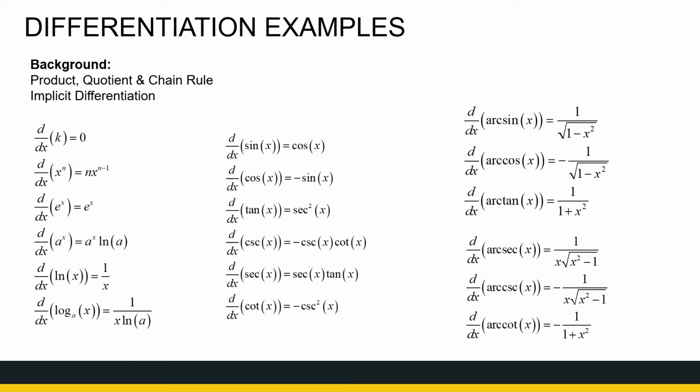Just a bit of background. By this stage, you should know the product, quotient, and chain rule for differentiation. You should know implicit differentiation. And here are all the differentiation rules and shortcuts that we are going to be using. I'm not going to use all of them, but at this stage, these are the ones you should know and the ones I assume you know. So let's jump right in and get started.